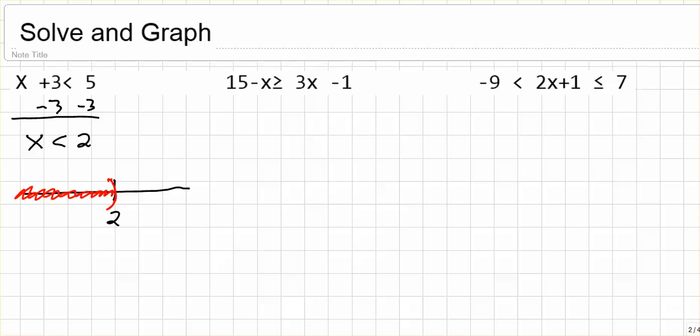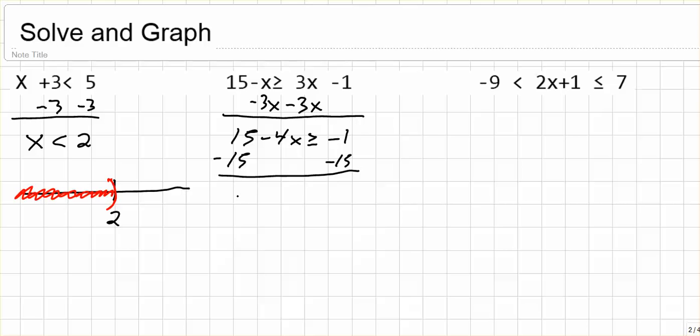Okay, the next problem, 15 minus x is greater than or equal to 3x minus 1. So we're going to solve this. We're going to subtract 3x from both sides and bring everything else down. So 15 minus 4x is greater than or equal to minus 1. We'll subtract 15 from both sides. So this is minus 4x greater than or equal to minus 16.